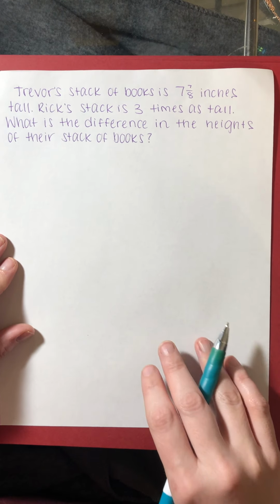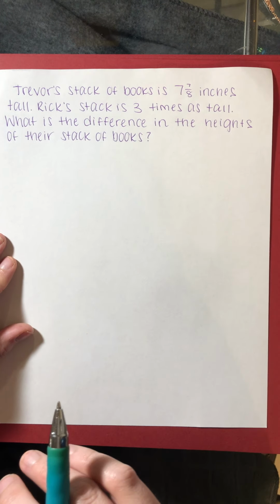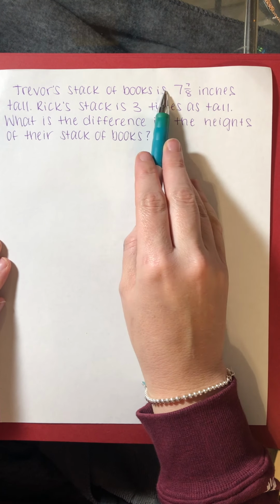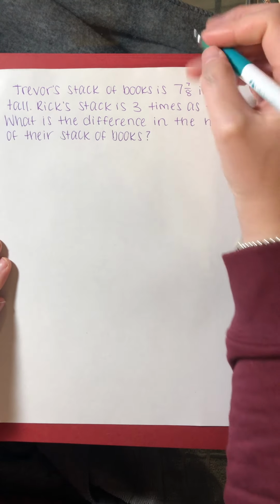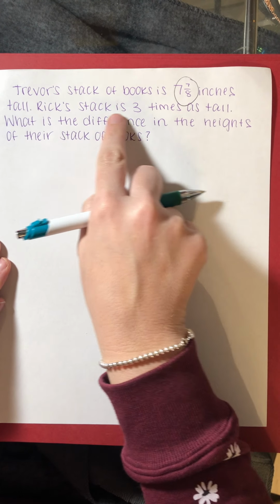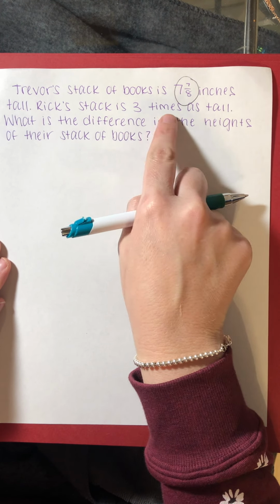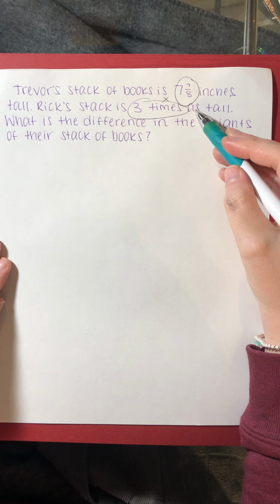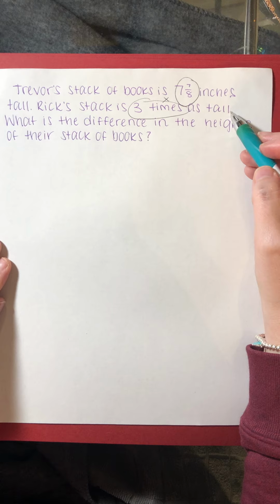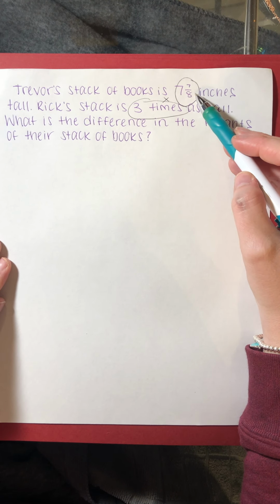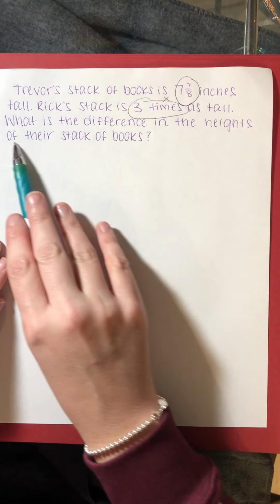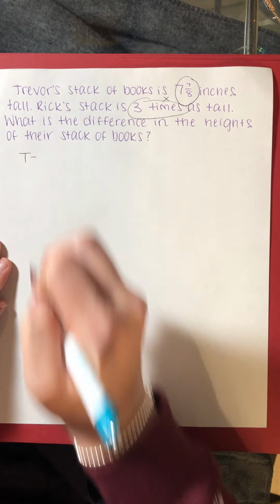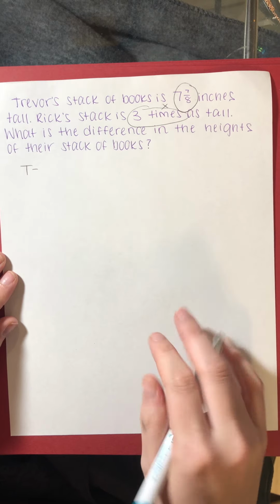Okay. I'm going to read it again. Now I'm going to use cubes to solve. Trevor's stack of books is 7 7/8 inches tall. Rick's stack is 3 times, I'm going to circle that whole thing because I know that times means to multiply, as tall. When it says as tall, it means that that's as tall as Trevor's. What is the difference in the heights of their stack of books? Okay, so I'm going to come over here and label. I always think it's important to label.